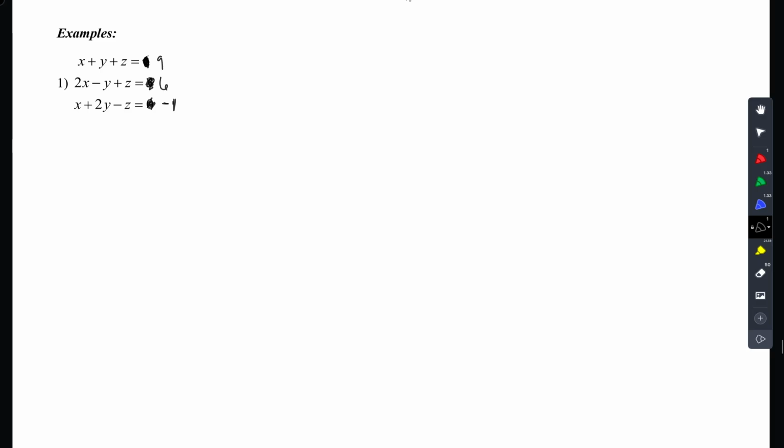Okay, so this is what you do. You're going to first label them all. I'm going to label this as 1. This one is 2. And this one is 3. My first equation, my second equation, my third equation.